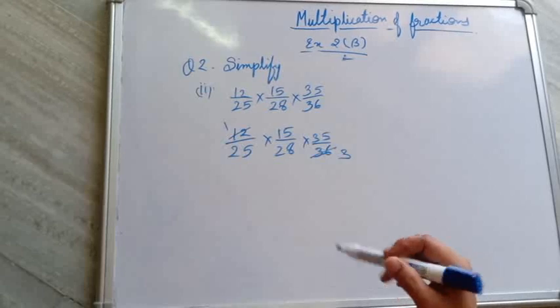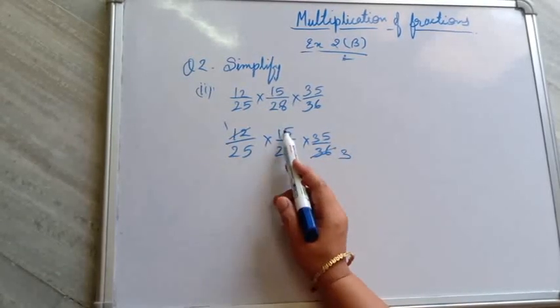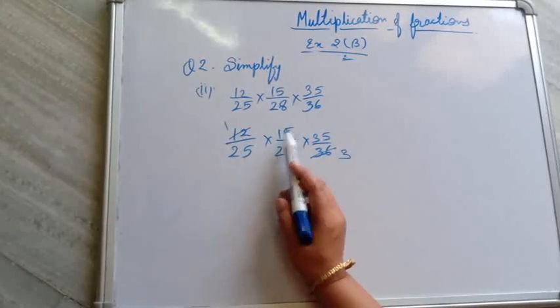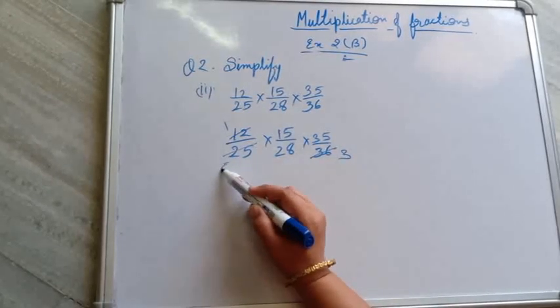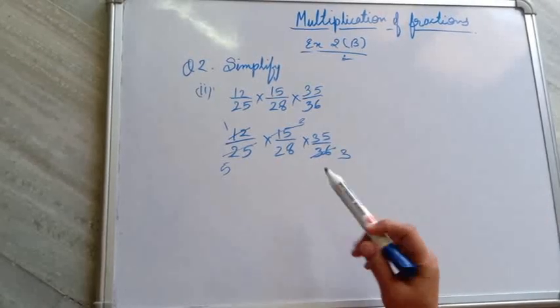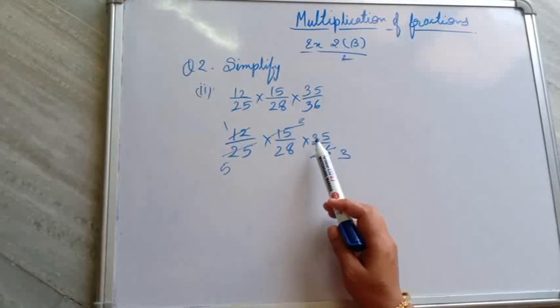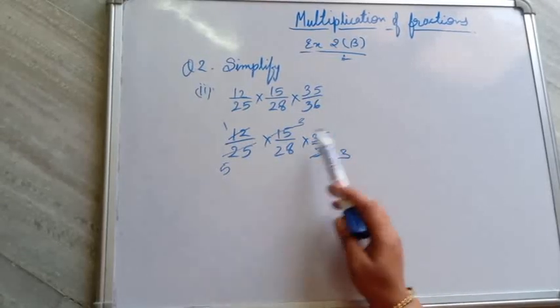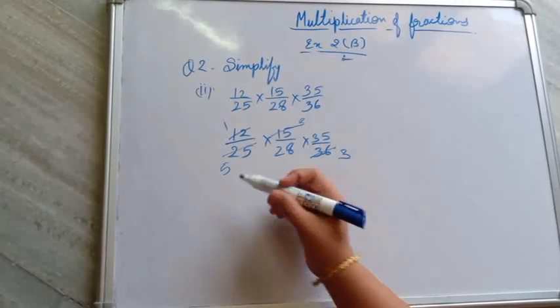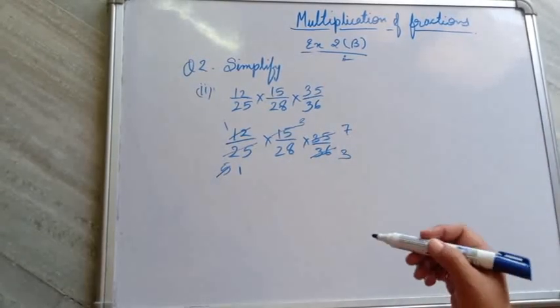Now 25 and 15 both are divisible by 5, so we can divide them. 5 5s are 25 and 5 3s are 15. Now 5 and 35, that is also divisible. So 5 1s are 5, 5 7s are 35.